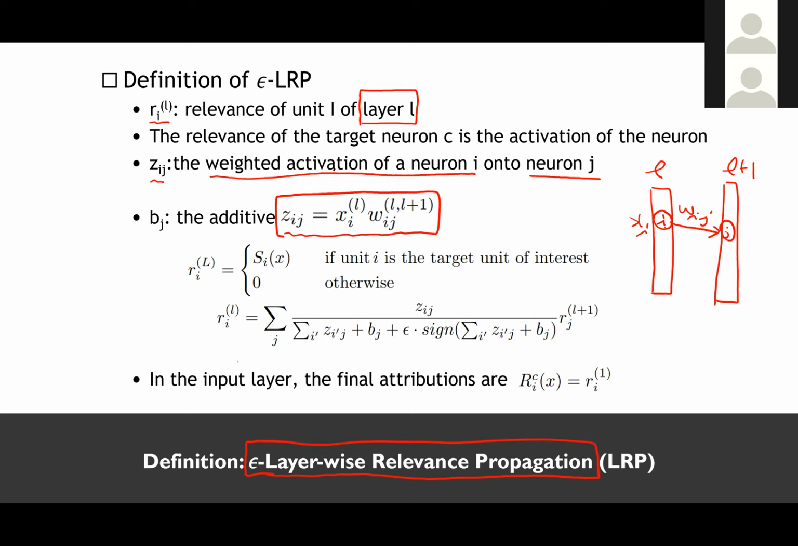So we define the attribution in the final layer as follows: if unit i is the target unit C, meaning S_C(x), I will write S_i equals S_C(x), then that value will be the relevance value in the final layer for i. So only C will become a non-zero value. And then the relevance of the previous layer can be computed in this way, as a formula, and that will give us a relevance score in the input value.